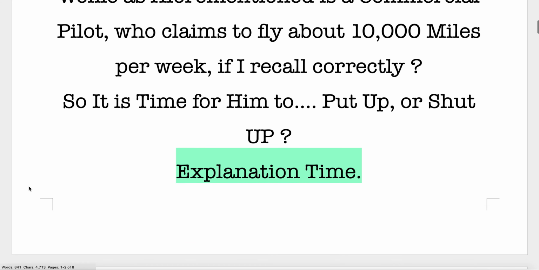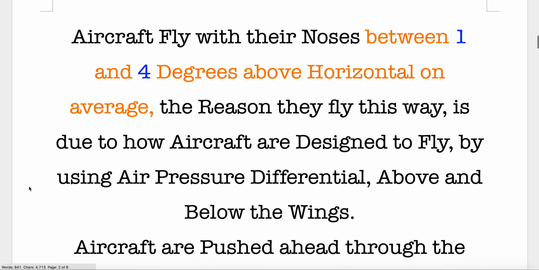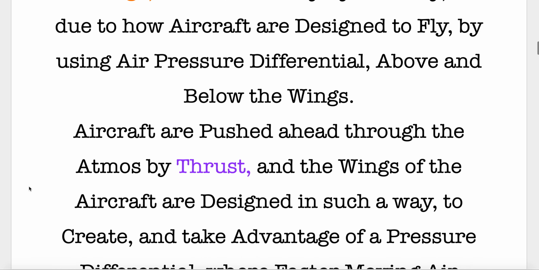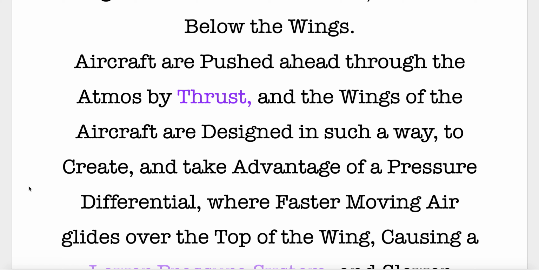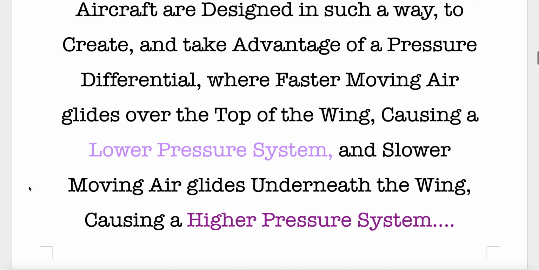Explanation time. Aircraft fly with their noses between 1 and 4 degrees above horizontal on average. The reason they fly this way is due to how aircraft are designed to fly, by using air pressure differential above and below the wings. Aircraft are pushed ahead through the atmosphere by thrust, and the wings are designed to create and take advantage of a pressure differential, where faster moving air glides over the top of the wing, causing a lower pressure system, and slower moving air glides underneath the wing, causing a higher pressure system.